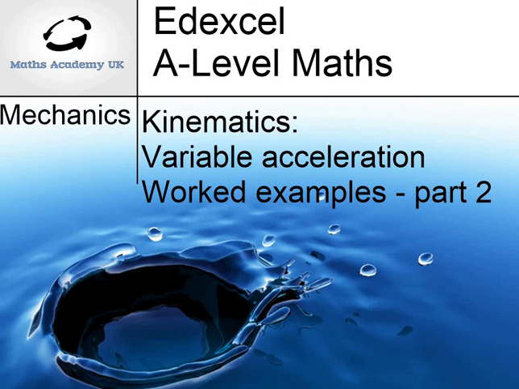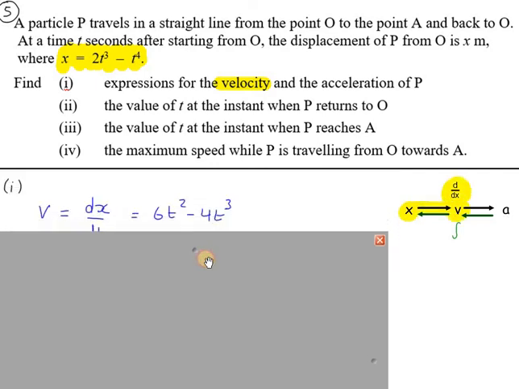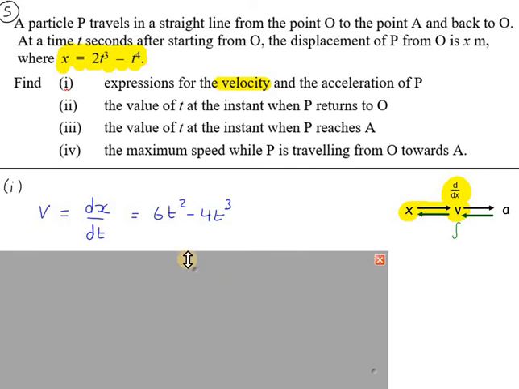Variable acceleration worked examples part 2. So we're given displacement, we're looking for velocity. To get from displacement to velocity we need to differentiate. So differentiating, we have this, and then to get acceleration we differentiate once more.